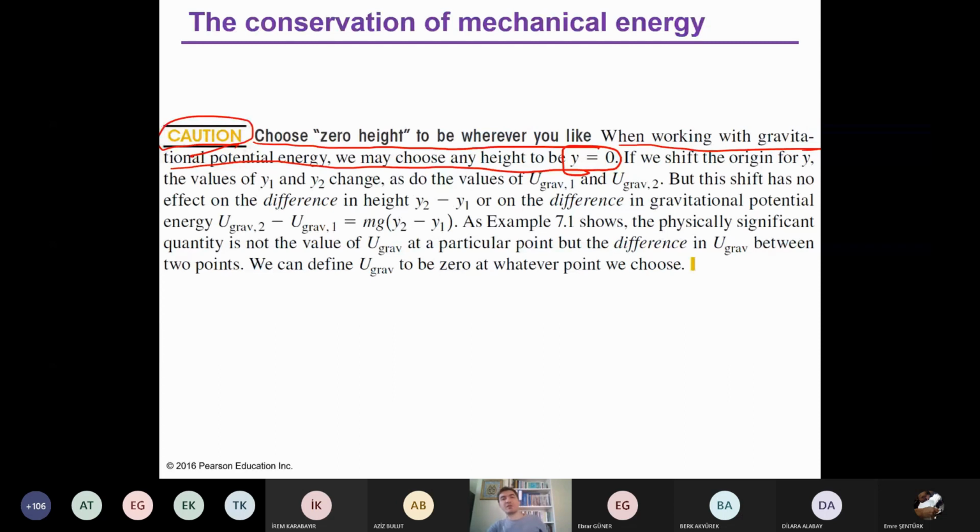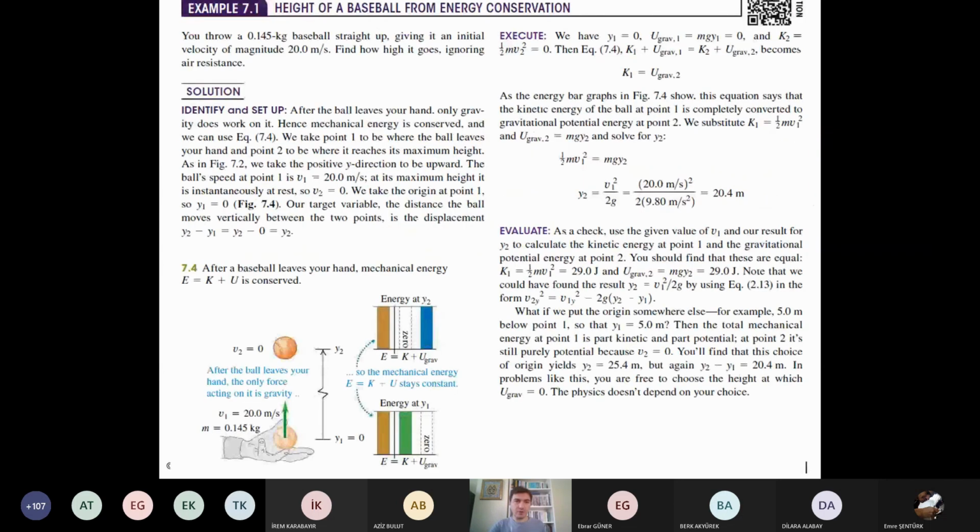So now let me show you the first example from the book of this chapter, height of a baseball from energy conservation. You throw a 0.145 kilogram baseball straight up, giving it an initial velocity of magnitude 20 meters per second. Initial velocity is given and mass is given. Find how high it goes, ignoring air resistance. So maximum height is asked.